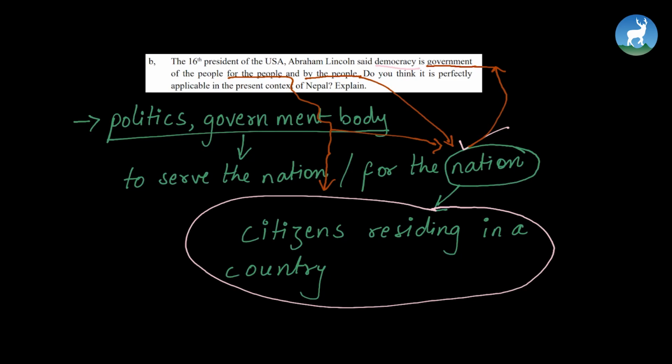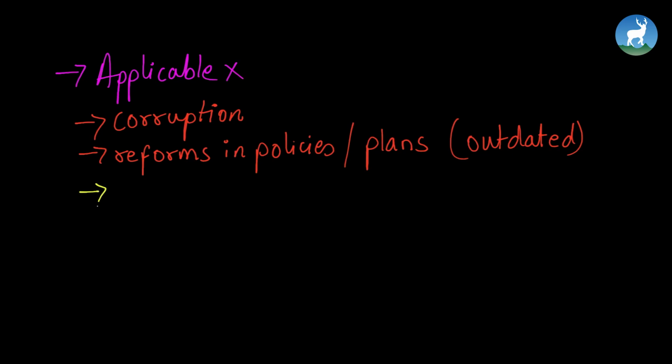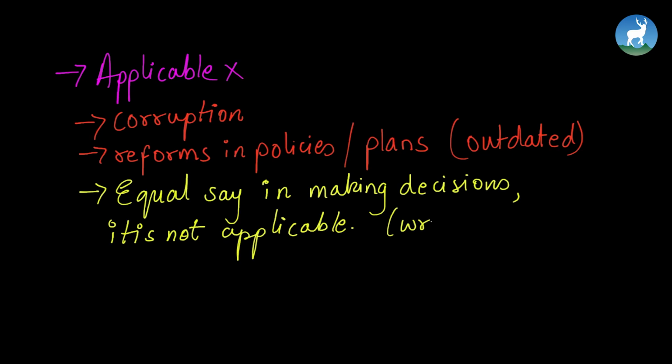So, although the concept of democracy is not new in Nepal, it is not quite applicable because corruption exists, there are no reforms in policies or plans, they are outdated, they do not align with the current scenario, and an equal say in making decisions is not applicable. It is only in writing but not practiced.